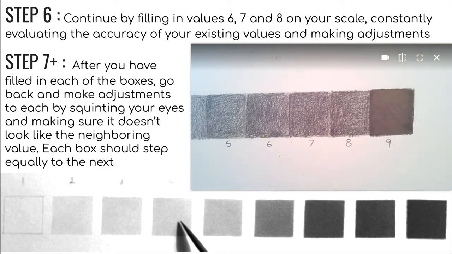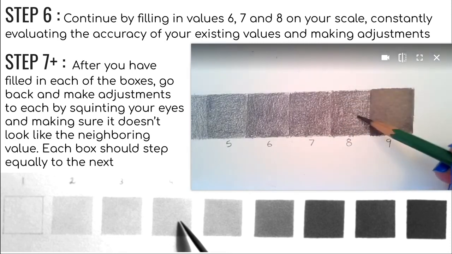So right now, if you look at these, my 8, 7, and really even my 6 all look really similar. But then there's a huge jump between my 9 and my 8. Okay, so what I'm going to do is start going back in with my 6B pencil, and I'm going to try to get this as close to black without it actually being black as possible.